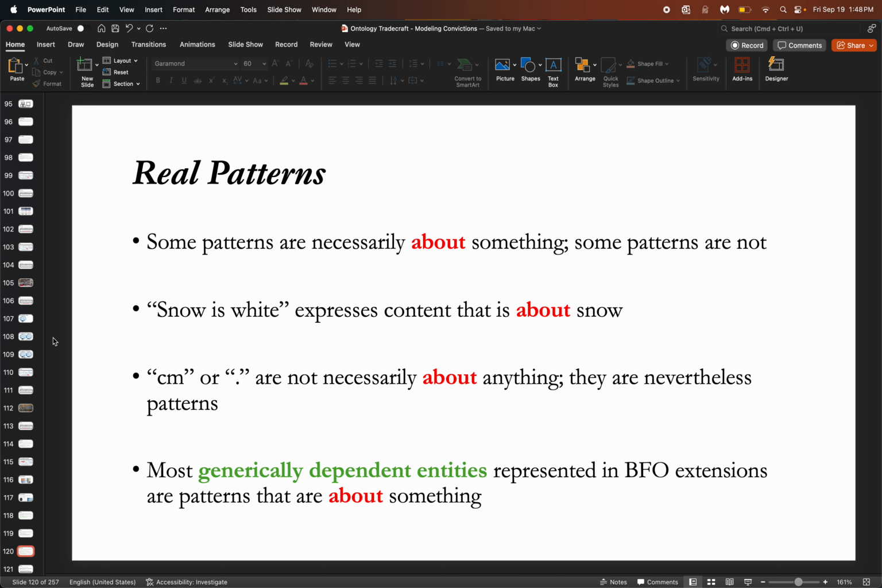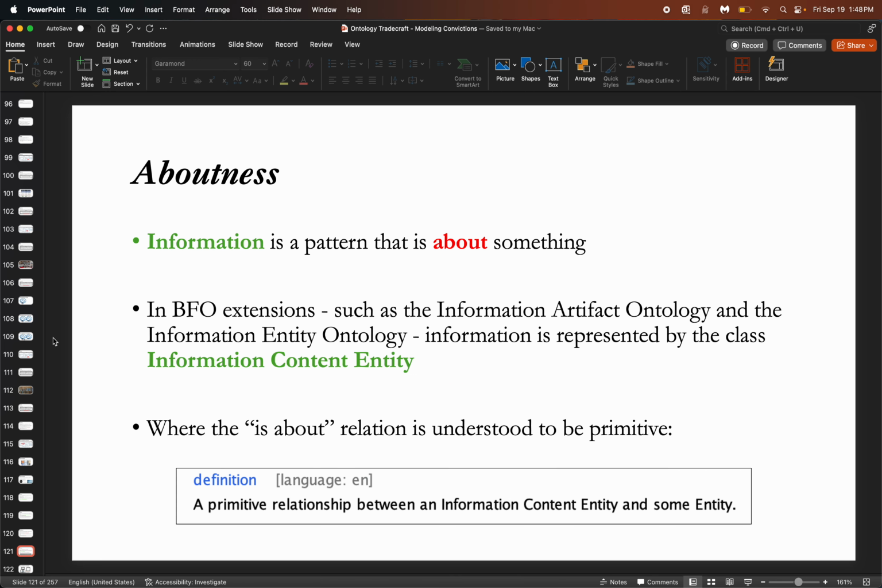So some patterns, of course, are necessarily about something and some aren't. "Snow is white" expresses content that presumably is about snow, but a centimeter or a period is not necessarily about anything, but they're patterns nonetheless. Now, most generically dependent continuants represented in BFO extensions are patterns that are about something. For these, we call that class of things information. Information is just generically dependent continuants that are about things. Different ontology extensions extend down to talk about information, but they all use is about, which is a primitive relationship between information and some entity in the world. And that's how we make this connection.